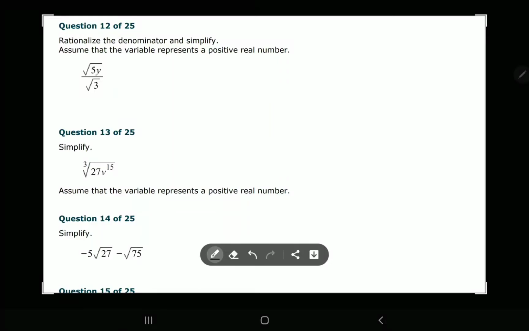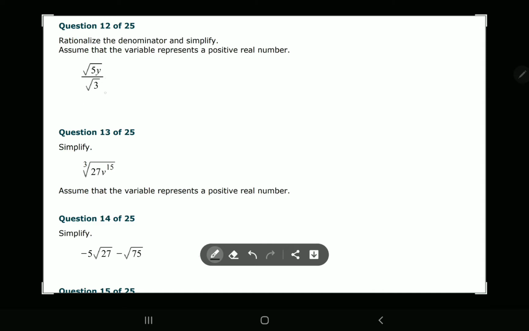All right, guys, we're going to answer questions 12, 13, and 14 in this video. Number 12 says, rationalize the denominator and simplify. Assume that the variable represents a positive real number. So we have the square root of 5y divided by the square root of 3. We do not want a radical, a square root, in our denominator.